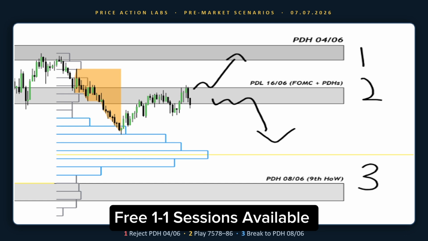So what does this chart show you? It shows you the Asian session, which is not super important for this trade example. It shows you the levels, so we can either break higher or break lower, because this is an established level where buyers and sellers are sitting from FOMC, previous day highs from the 16th of June, like I described. And also we see the volume profile.